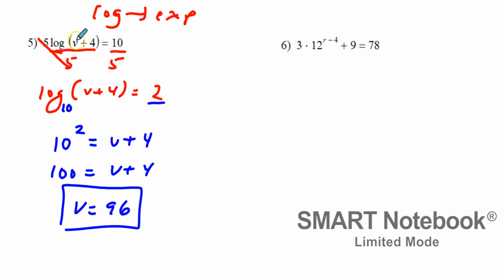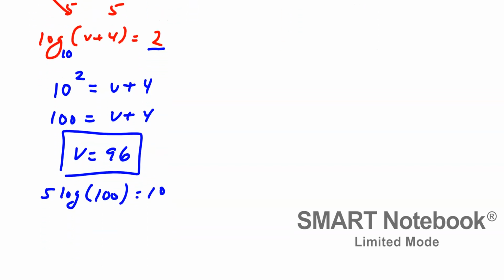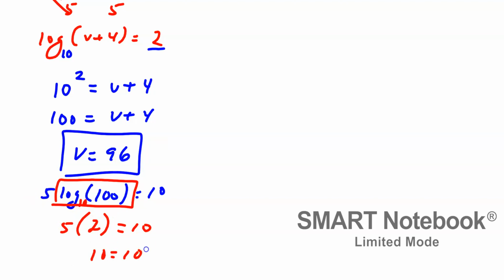And of course, you could take 96 and plug it back into the original to see if it works, just in case. Log of 96 plus 4, so log of 100, equals 10. Well, is this true? I don't even need my calculator, actually. Here's why. This piece, log base 10 of 100: logs are exponents. So the exponent to make this true, 10 to the what is 100? 2. 10 to the second. Then you take that 2, multiply it by 5, so you get 10 equaling 10. Check. 96 is the answer.